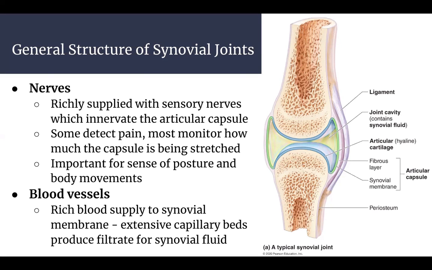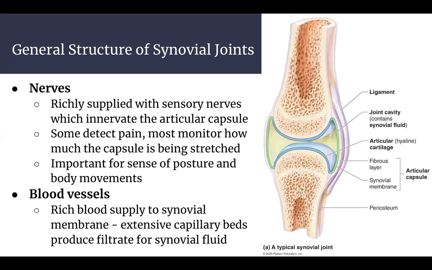Okay, so other general structures of synovial joints that we need to address are the presence of nerves and blood vessels. These are both really important for the functioning of these synovial joints. Synovial joints are richly supplied with sensory nerves, and they innervate the articular capsule. So they're embedded here in this tissue that's going to be surrounding. You have to remember this is going to be in 3D, like we saw previously on that diagram with the capsule and the intracapsular ligaments of the knee.